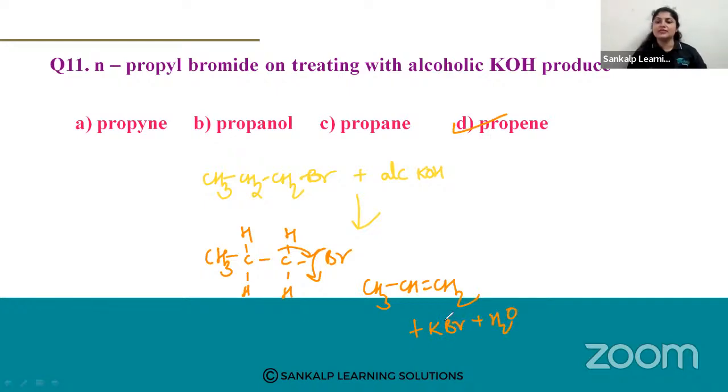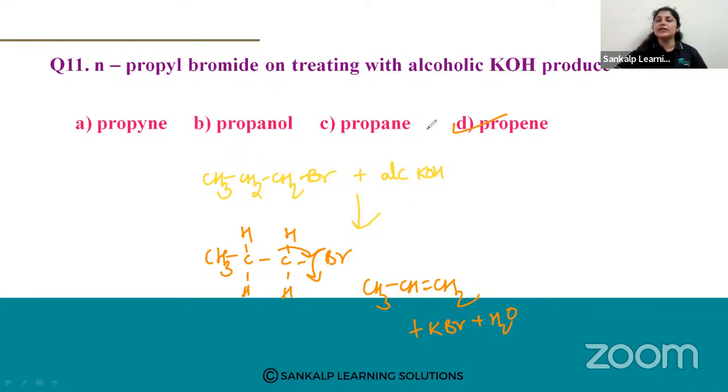So option D is the right answer. It is propene. So whenever n-propyl bromide is reacted with alcoholic KOH, it gives you propene. Okay, it is yielding an alkene. So this is the right answer. This is the way you are going to solve it.